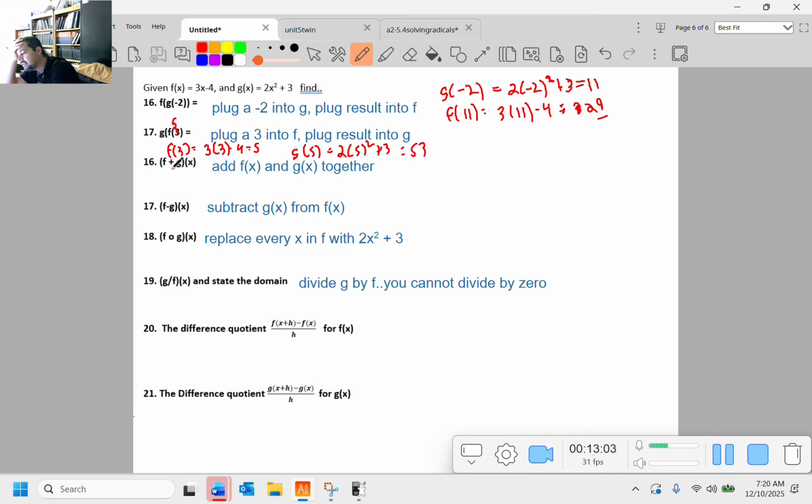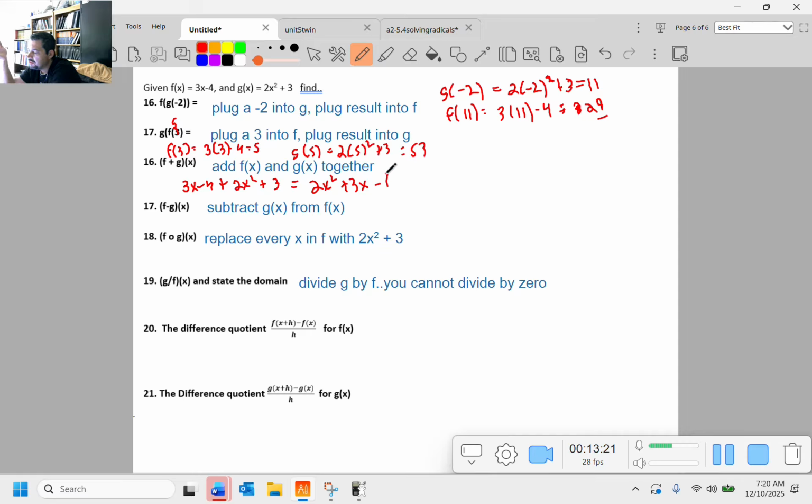All right, this literally means add the two functions together. You're doing 3x minus 4 plus 2x squared plus 3. Now, if you can't do that, I don't know how you made it to be a junior. Standard form, 2x squared plus 3x, and negative 4 plus 3 is minus 1.